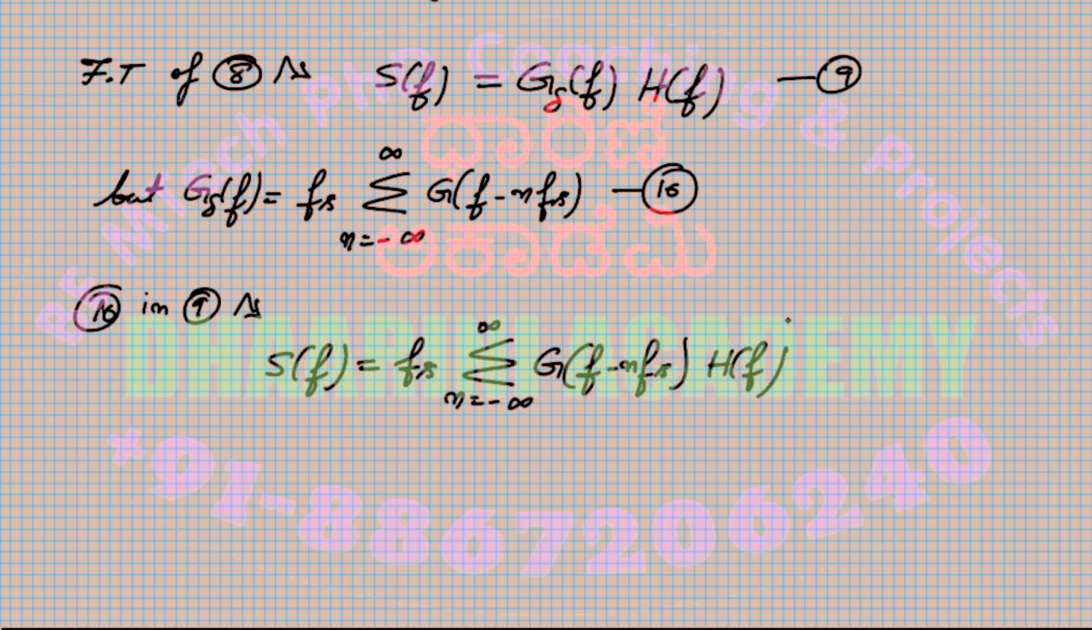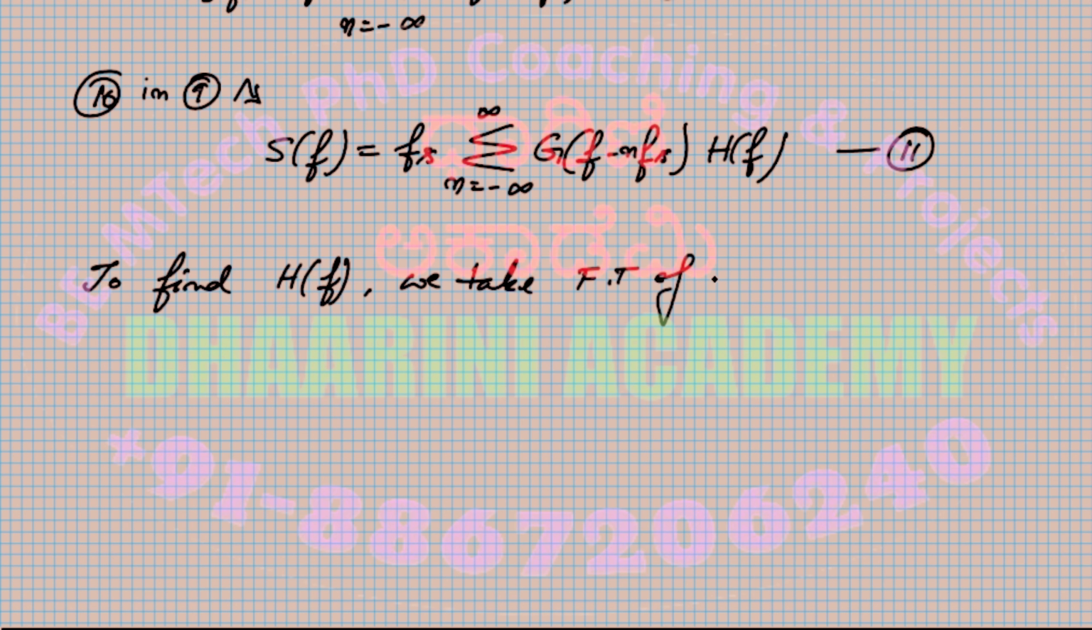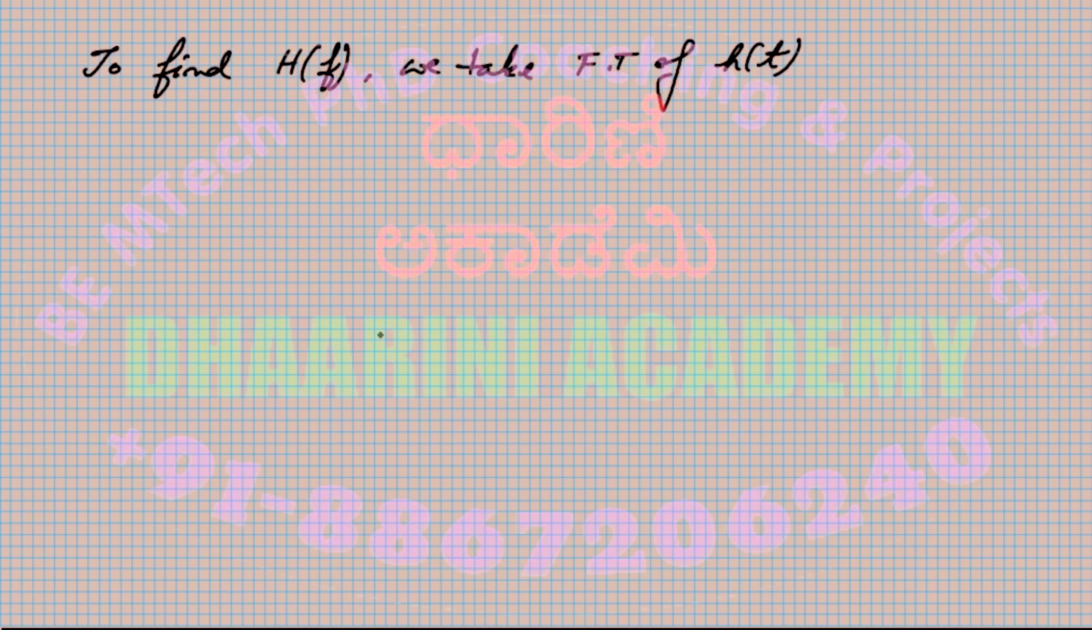All right, I need H of f now, and I don't have it. First, I need to calculate that. Let's hold on to this as equation number 11. So now my idea is to find the H of f. What you do is take the Fourier representation of h of t. So to find H of f, we take the Fourier transform of h of t, by applying the fundamental equation of the Fourier representation.